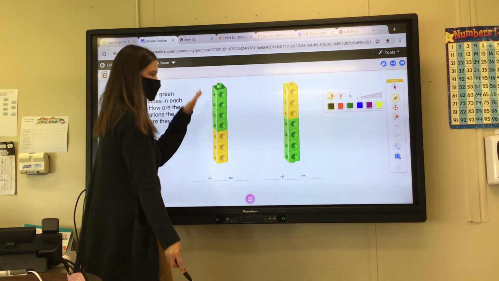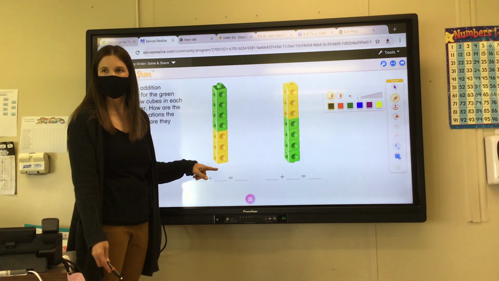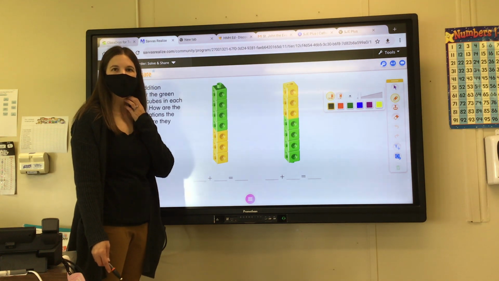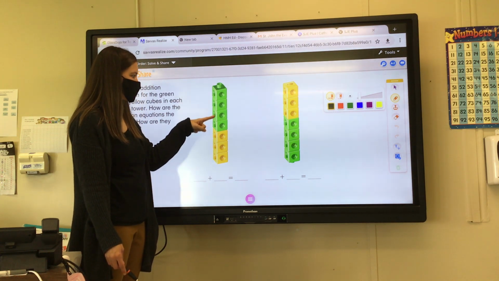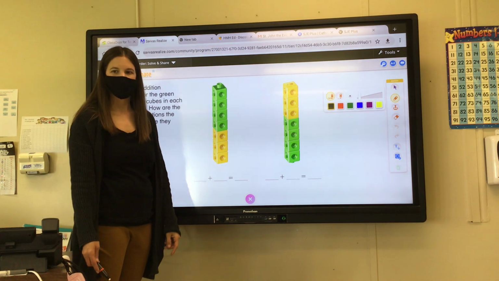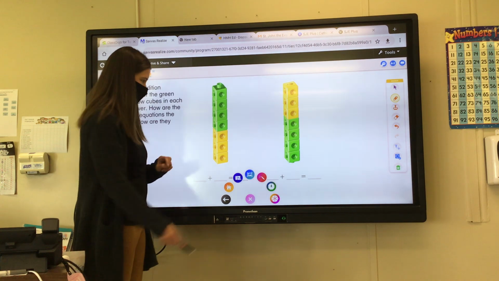Everyone press everything. Okay, so 4 green. Go ahead and write 4 first. Plus how many yellow? 3. 4 plus 3 equals how many? What is the sum? 6. Count them again. 1, 2, 3, 4, 5, 6, 7. Write 7 there. No, right here, after the equal sign. Let's try this.